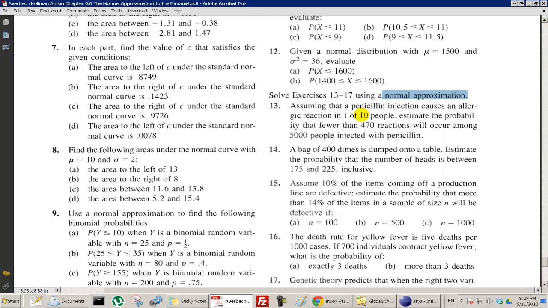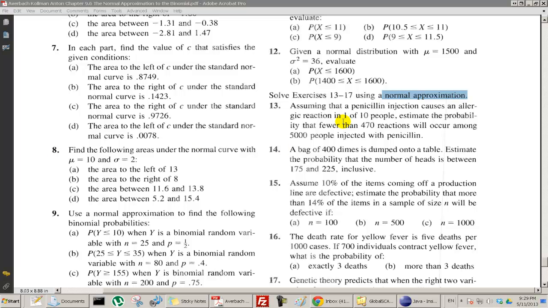And sigma is what? The square root of 1/10 times 9/10 times n, which is 5,000. And from that you can get a normal curve, because you know mu and sigma.